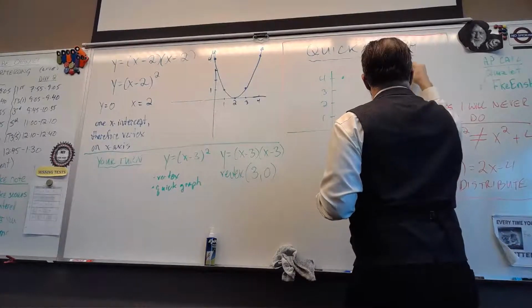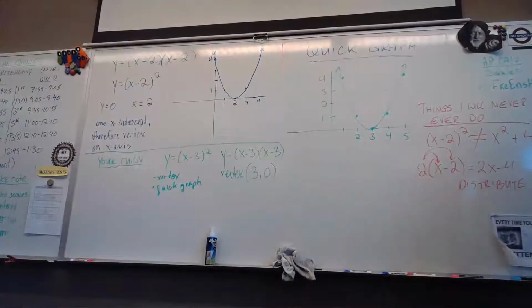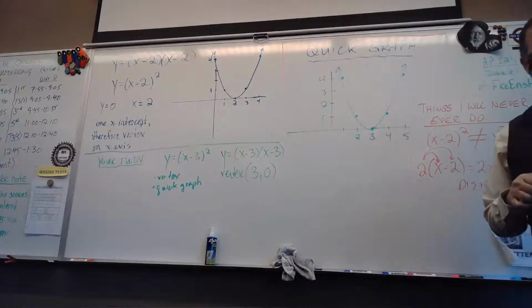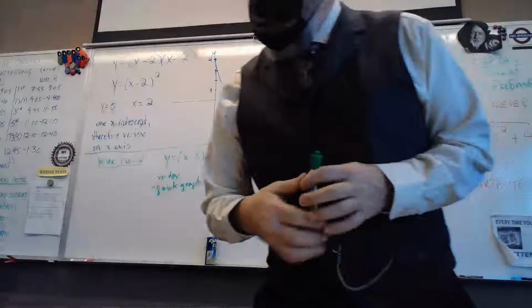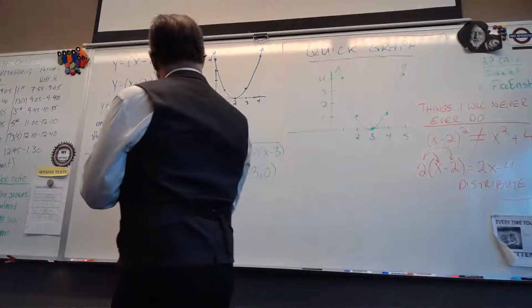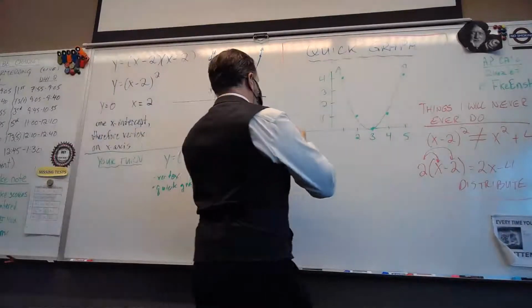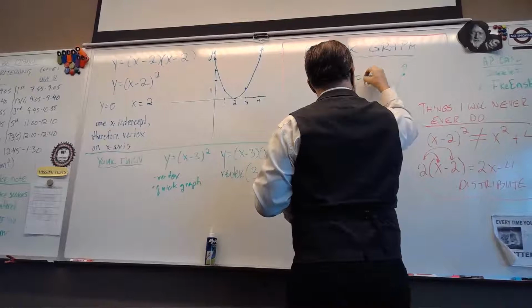Oh, hey, look. There's a beautiful graph of a parabola. Getting the hang of this? All right. We got one more. Let's write y equals x minus 3 squared on this.